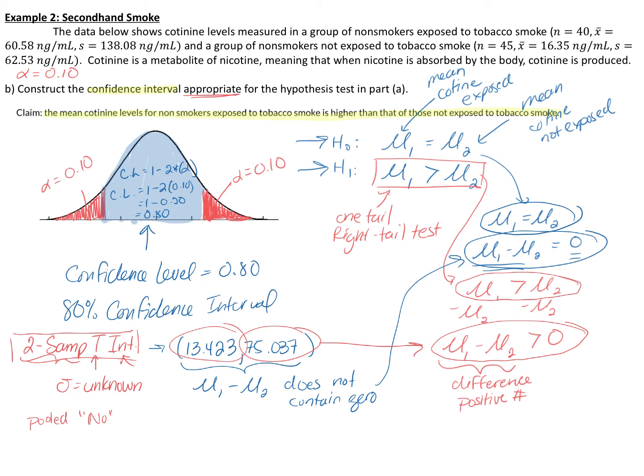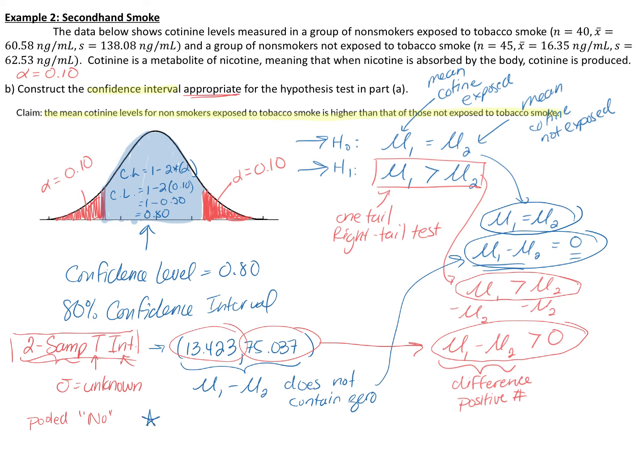So here you would say that we are 80% confident that the difference between the cotinine levels of the two groups, right, is a positive value, which implies that the cotinine level for the group exposed to tobacco is in fact greater than the cotinine level for those not exposed. And notice that that conclusion matches up with the conclusion from the hypothesis test.